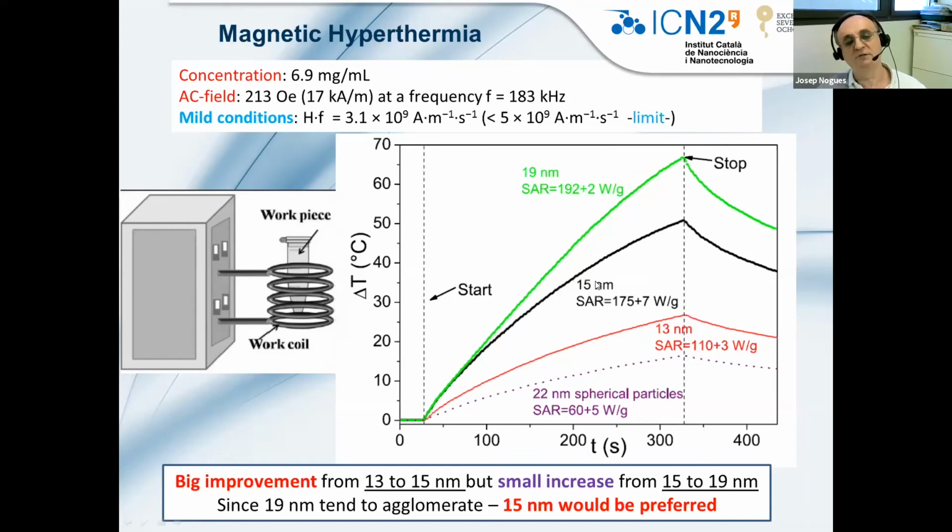And when we increase from 15 to 19, which is 4 nanometers, there is some improvement, but not as much. And when we compare to similar nanoparticles, but spherical, they get far worse results than all the other cubic nanoparticles. So again, from the point of view of magnetic hyperthermia, 15 nanometers would be preferred.